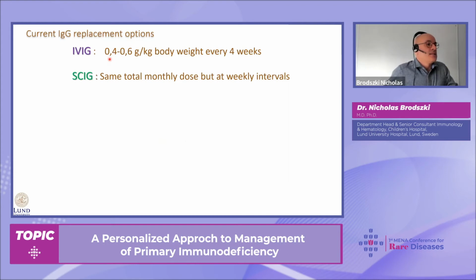The subcutaneous treatment, usually the same monthly dose, but you will divide it at weekly intervals. And even there are patients who are receiving 2 or even 3 times a week, but the monthly dose will be the same as with IVIG.